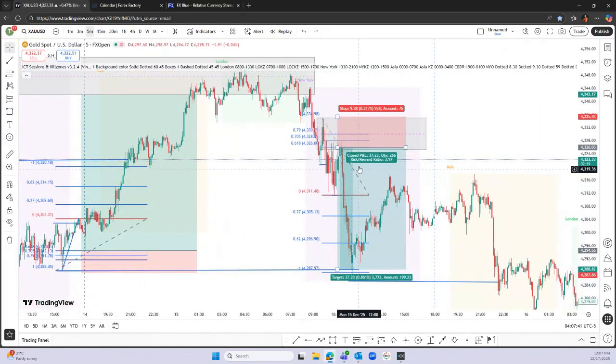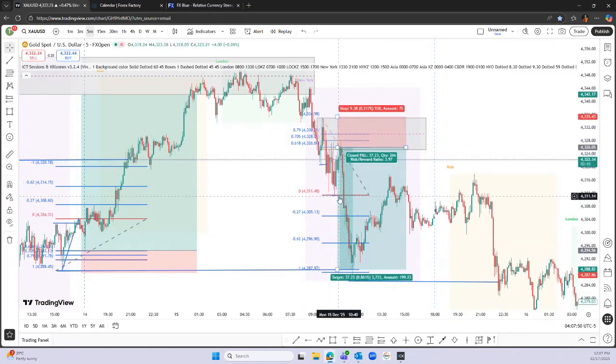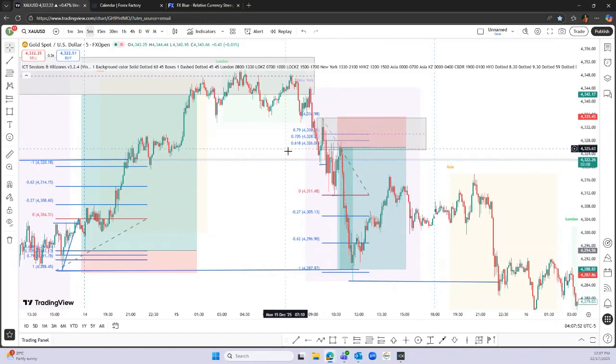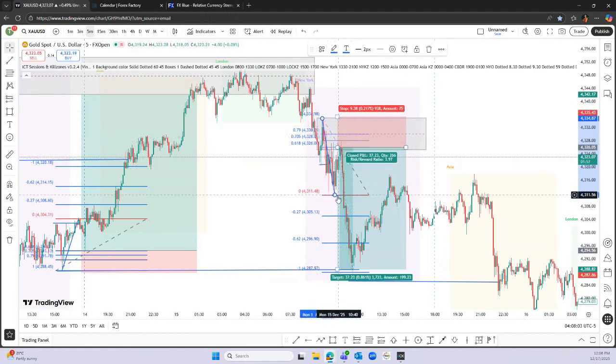So the same case for a sell. I identify the price making lower lows and lower highs, right? Then I mark the leg. This is the leg that we marked from this point all the way to this level. Then once I see the break of structure here, I look at a retracement.